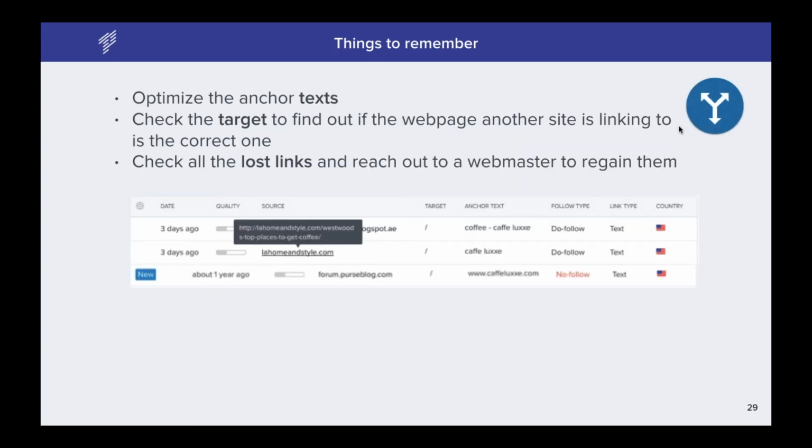And lastly, I wanted to point out some things to remember in terms of links. One thing is optimizing the anchor text, which is the visible and clickable element of a text link. To avoid potential penalties from search engines, it is recommended that most of your text links have neutral anchor text. So it shouldn't be too keyword optimized. It's best if it's just the name of the brand.